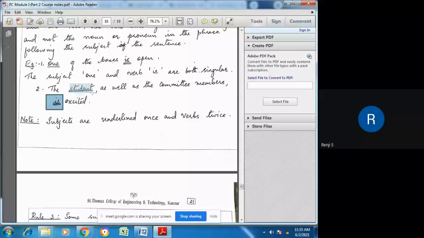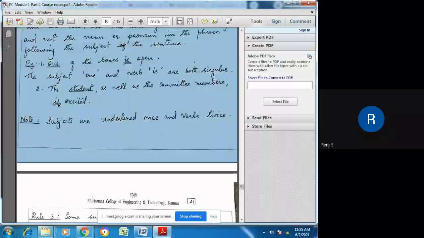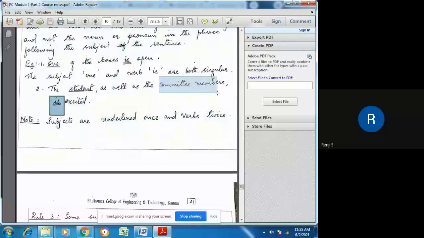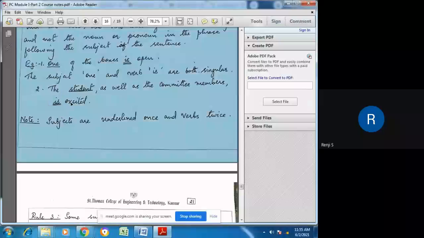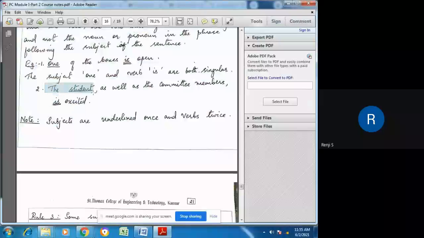The subject is singular. We are speaking about a single student, so the subject is singular. So the verb is also singular. We cannot look at this plural phrase and write a plural verb here. If you write the sentence as the student as well as the committee members are excited, then it is wrong. If you replace is with are, looking at committee members being plural, A-R-E, then it is wrong. Since the subject is singular, the verb here should be singular. Is it clear?